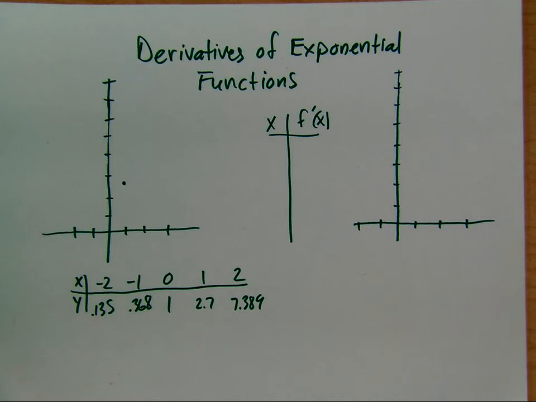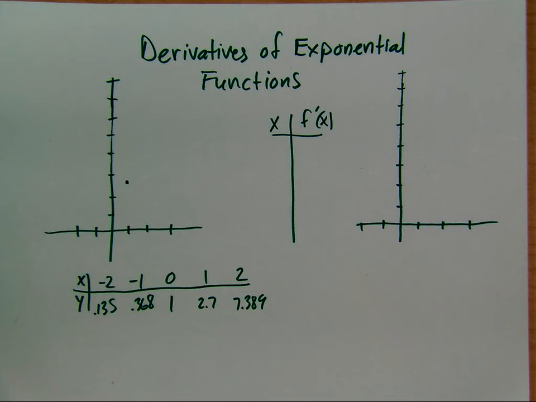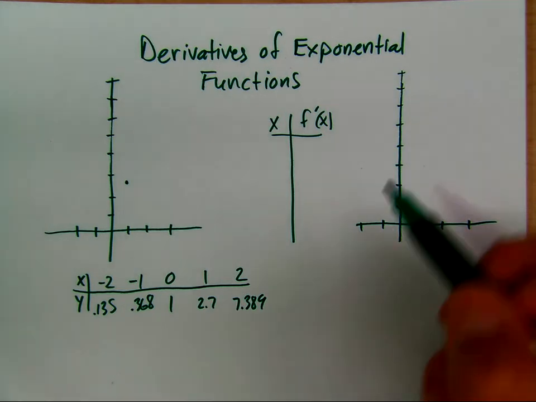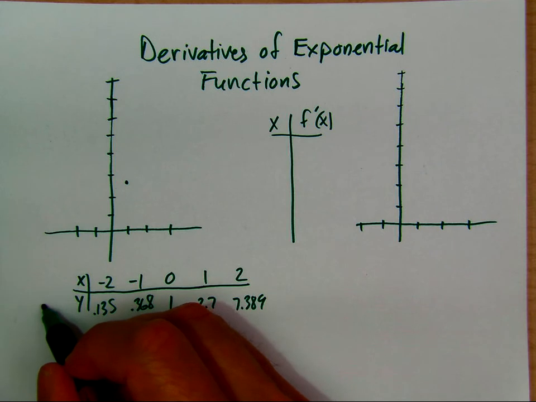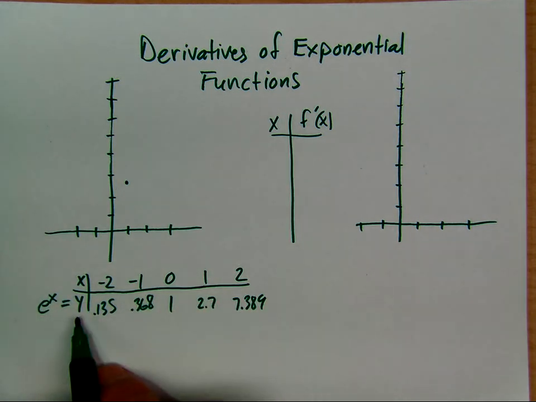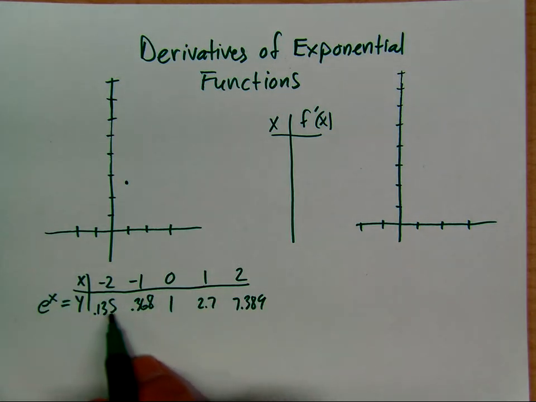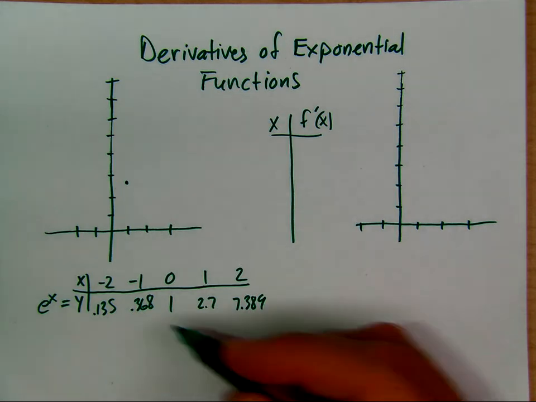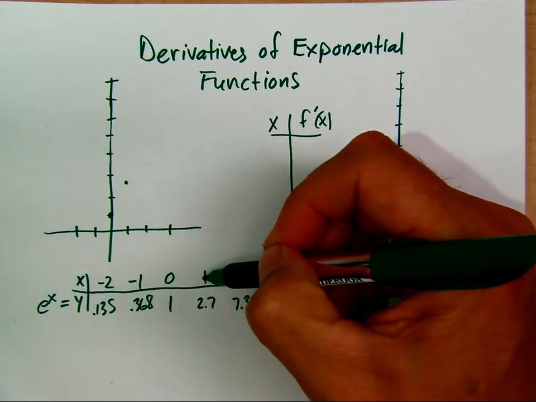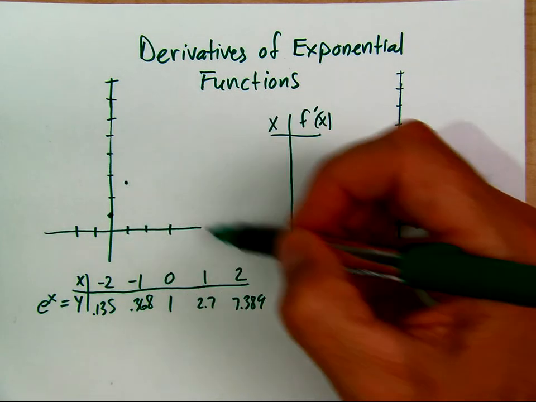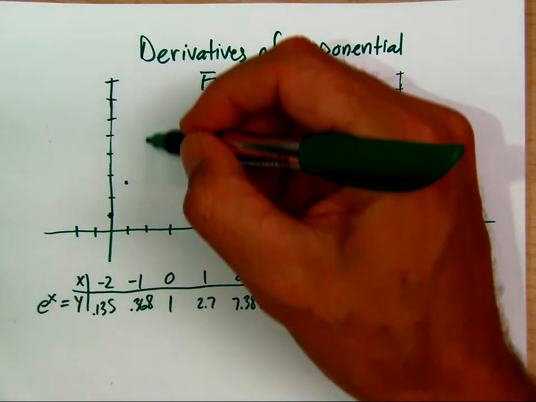So now we'll look at the derivatives of exponential functions, and let's just get a visualization of what the derivative looks like and take a guess on what it could be. So we have this will be e to the x. So we have x values, the y values of e to the x. And let's plot those. At 0, it's at 1. At 1, we'll go to 2.7, and 2 is a little beyond 7.